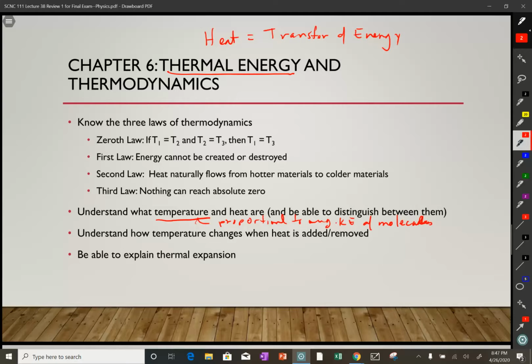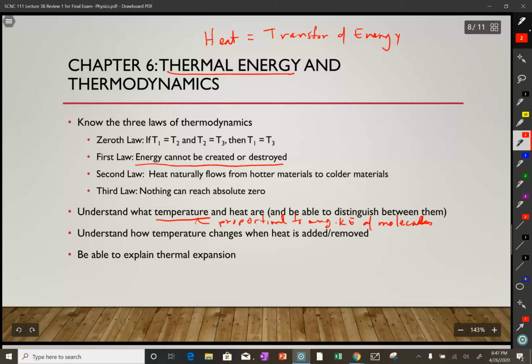Now we have 4 laws of thermodynamics. The 0th one: if temperature 1 equals temperature 2 and temperature 2 equals temperature 3, then temperature 1 equals temperature 3. It seems really obvious. So nobody thought to make that a law until they learned more about what temperature really was. The first law: energy cannot be created or destroyed. So I already applied this earlier when I said we can't create or destroy energy. We can only shift it from one type to another.